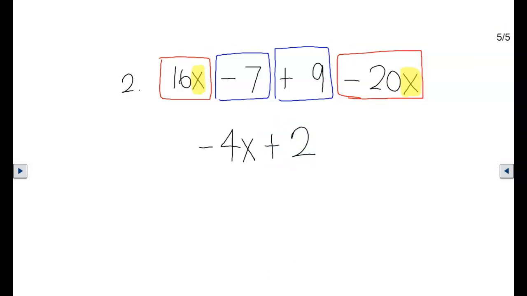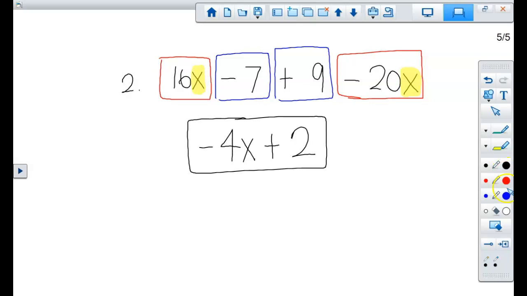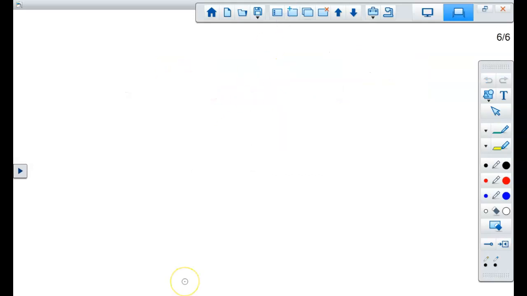So I didn't need to distribute. I checked for it. It wasn't necessary. I have now combined like terms. It was necessary to do that. So negative 4x plus 2 is my simplified answer. So I want you to notice in this first example, I only had you distribute. And I want you to notice in the second example, I only had you do the like terms.